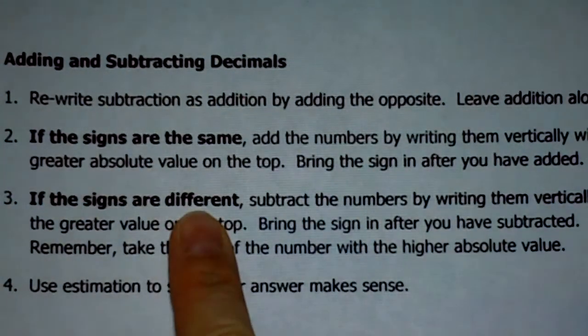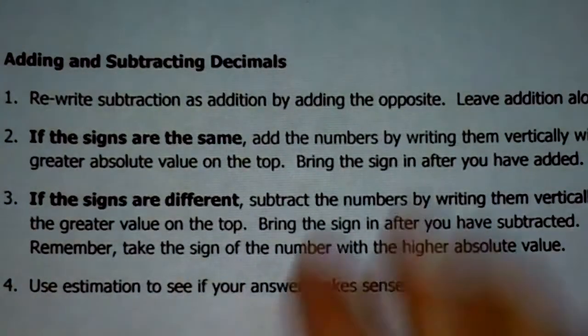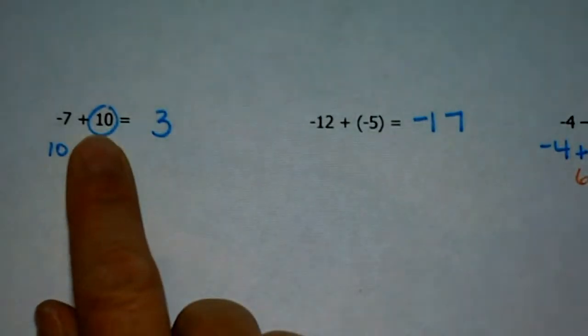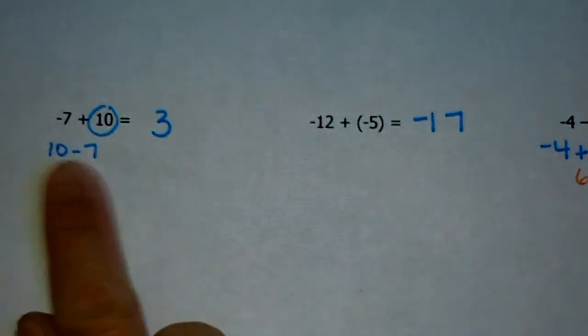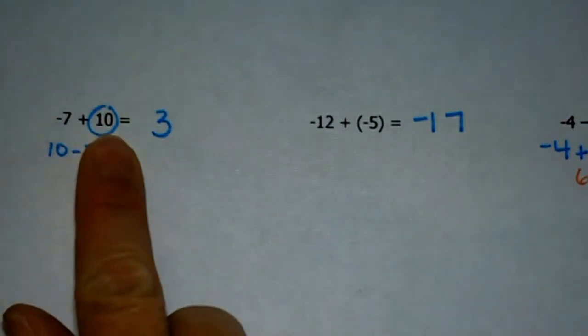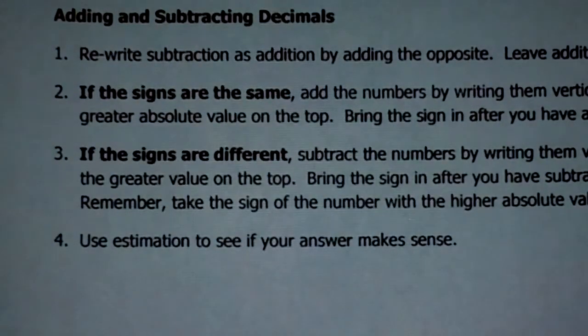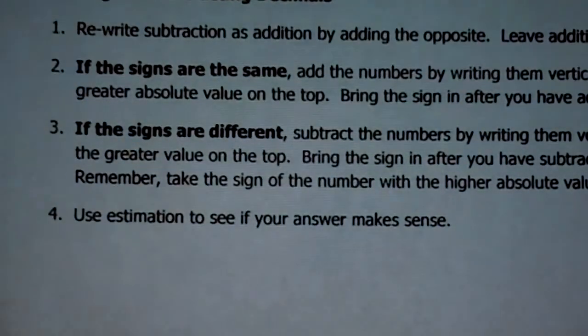So same signs, add normally, keep the signs. If the signs are different, you're going to subtract the numbers by writing them vertically with the greater value on top. For example, when we did this problem here and we had to subtract because of the different signs, we didn't take 7 minus 10, we took 10 minus 7, right? So that's what I mean. 10 has a greater absolute value than 7. So we take the higher absolute value minus the lower absolute value, and then we just keep the sign of whatever digit has the higher absolute value, whatever you have more of. And it's always good to ask yourself, does my answer make sense? You can just estimate about what my answer should be with these, and you can catch errors if you make any.